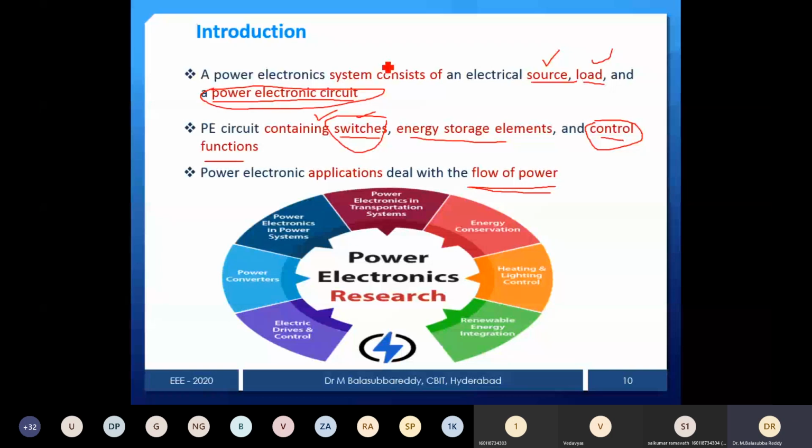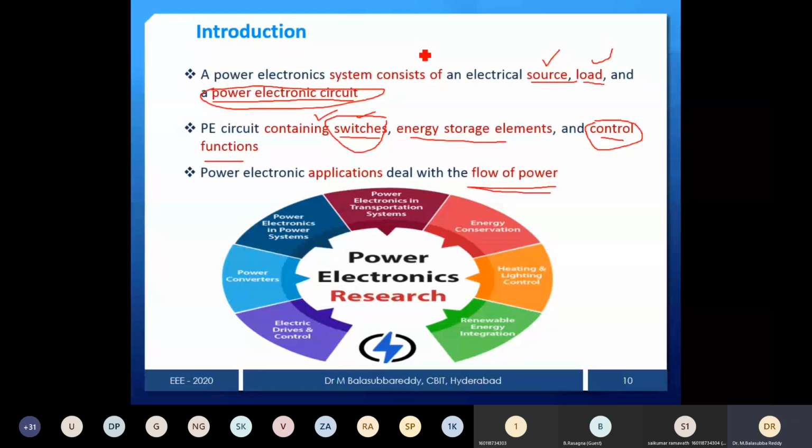In future, if you want to do a project using these controllers, you can apply them. Whether I want to control the speed of an induction motor, use the appropriate controller and you can control your induction motor, and that is a project. Or renewable energy integration: suppose solar power is there, wind power is there, use the power electronics controllers appropriately, you integrate these two powers, solar and wind, to get a continuous power supply.